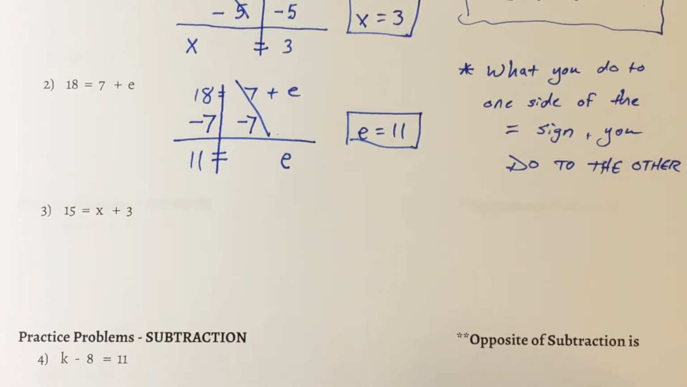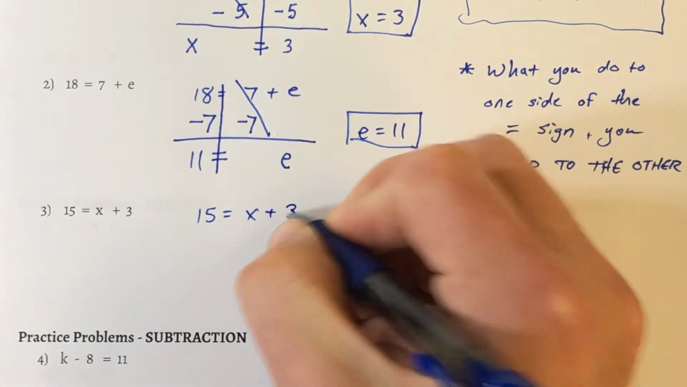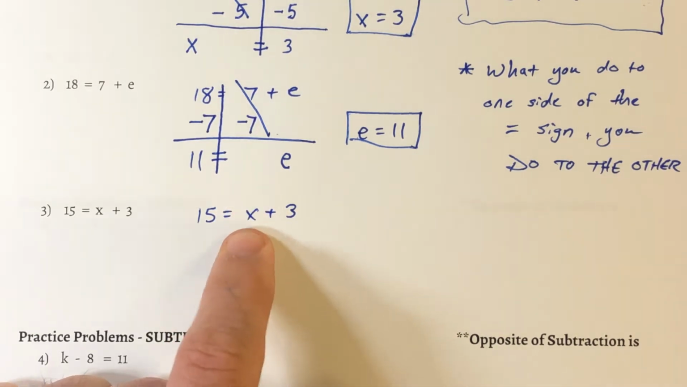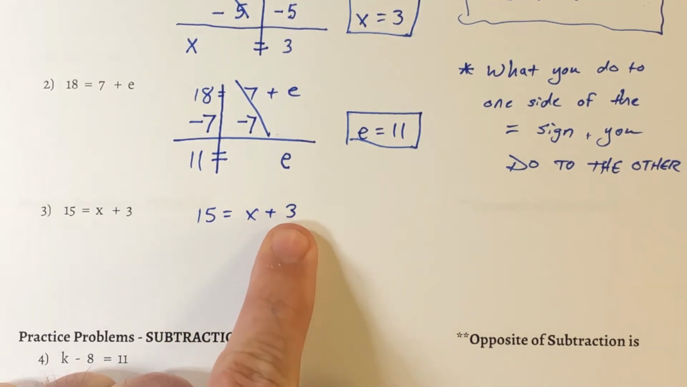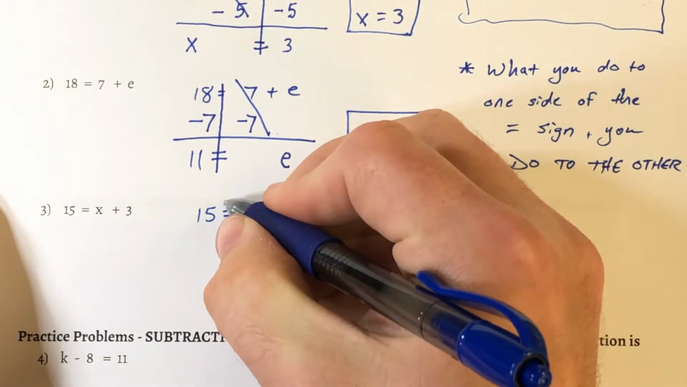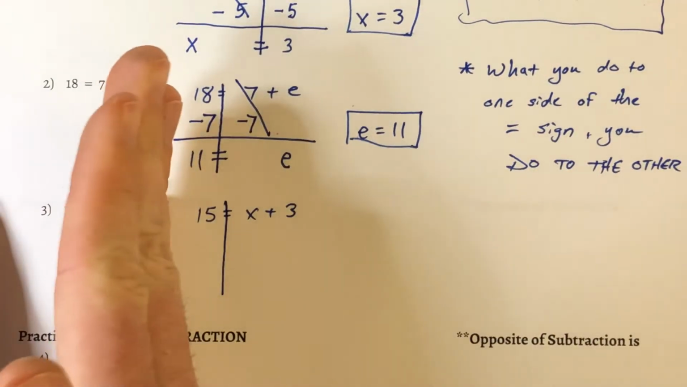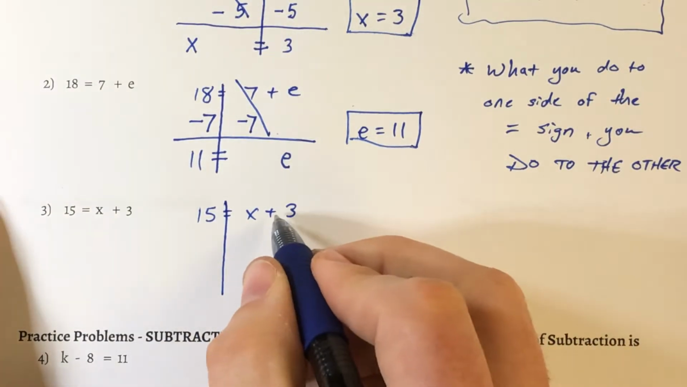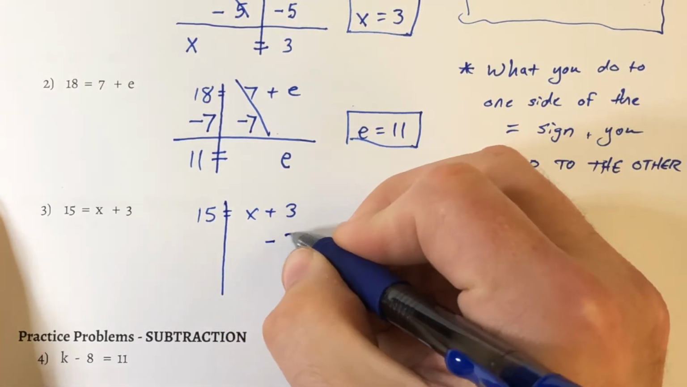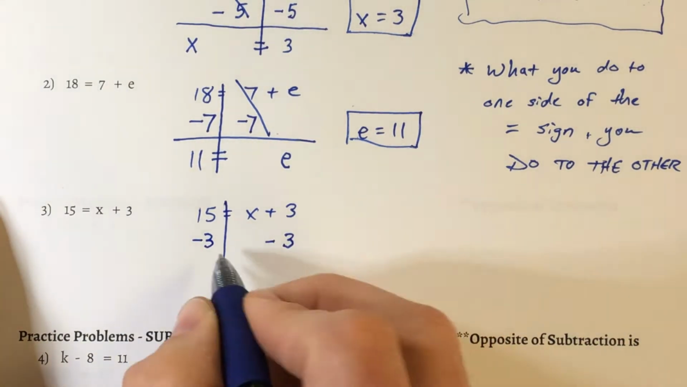Our next one, 15 equals x plus 3. Our goal, again, is to get the variable all by itself. So that plus 3 needs to go away, so x can be by itself. So we're going to split our equation down the middle. So I'm reminded what I do to one side, I must do to the other. So the positive 3 needs to go away. What's the opposite of adding 3? Again, subtracting 3. What you do to one side, do to the other.